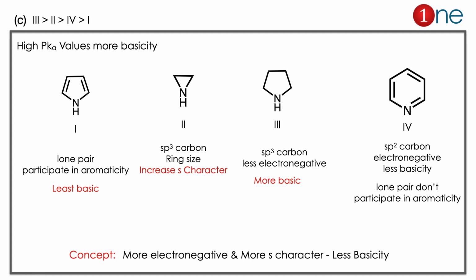Now we have to analyze between 1 and 4. It will be easy because in 4, the lone pair doesn't participate in the delocalization because the ring is already aromatic. But if you look at the first one, the lone pair is involved in the delocalization to create the aromaticity. Moreover, nitrogen is attached to an sp2 carbon. So due to the lone pair participation, it will be least basic. So fourth will be higher than the first one. If you write the order properly, third will come first, then second, then fourth, and the least will be the first one. So the answer is clearly C. The concept to learn here is that the more electronegative the atom or the more s character, the less will be the basicity.